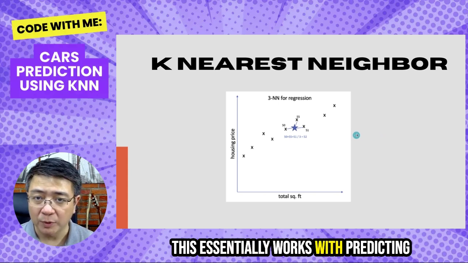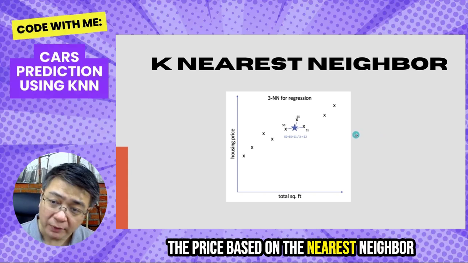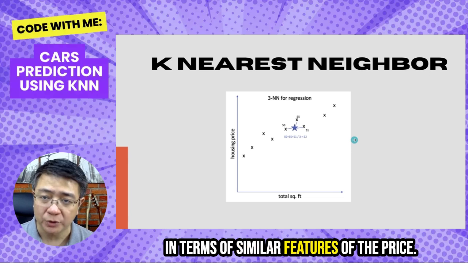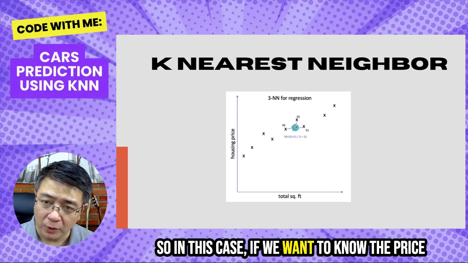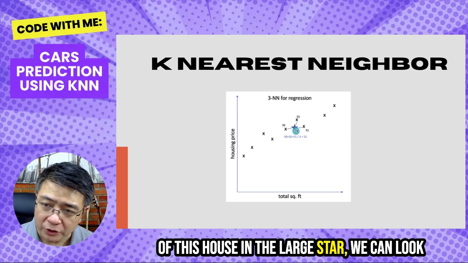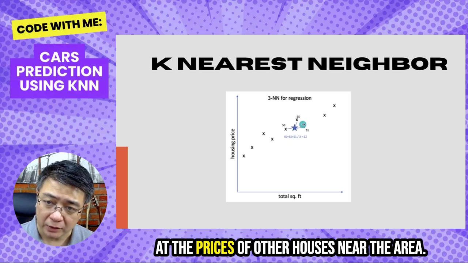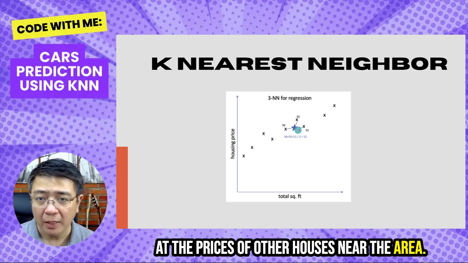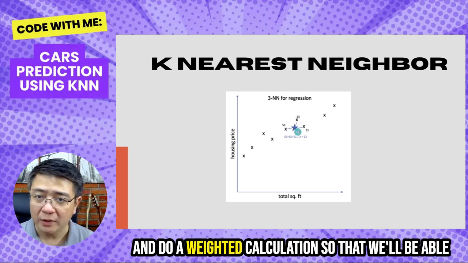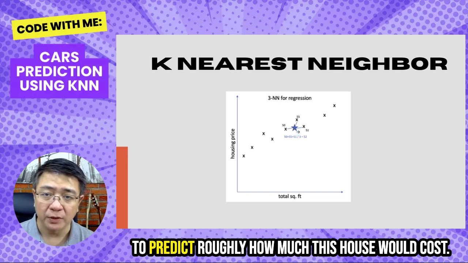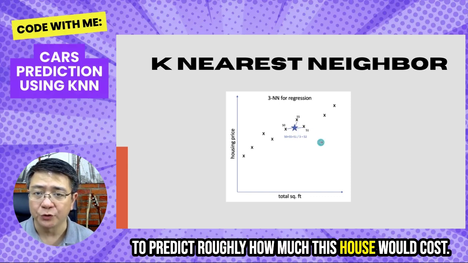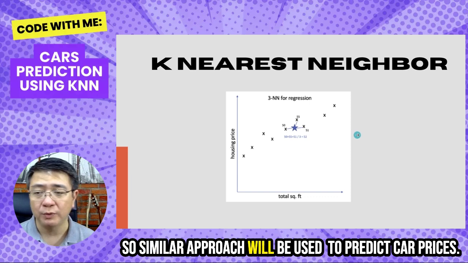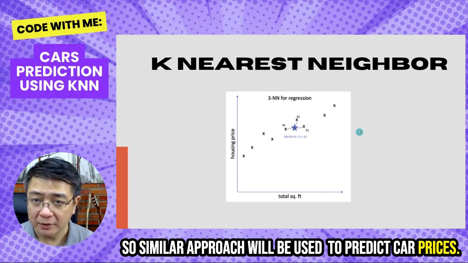So a brief background on k-nearest neighbor. This essentially works by predicting the price based on the nearest neighbors in terms of similar features. So in this case, if we want to know the price of this house in the large star, we can look at the prices of other houses near the area and do a weighted calculation so that we'll be able to predict roughly how much this house would cost. A similar approach will be used to predict car prices.